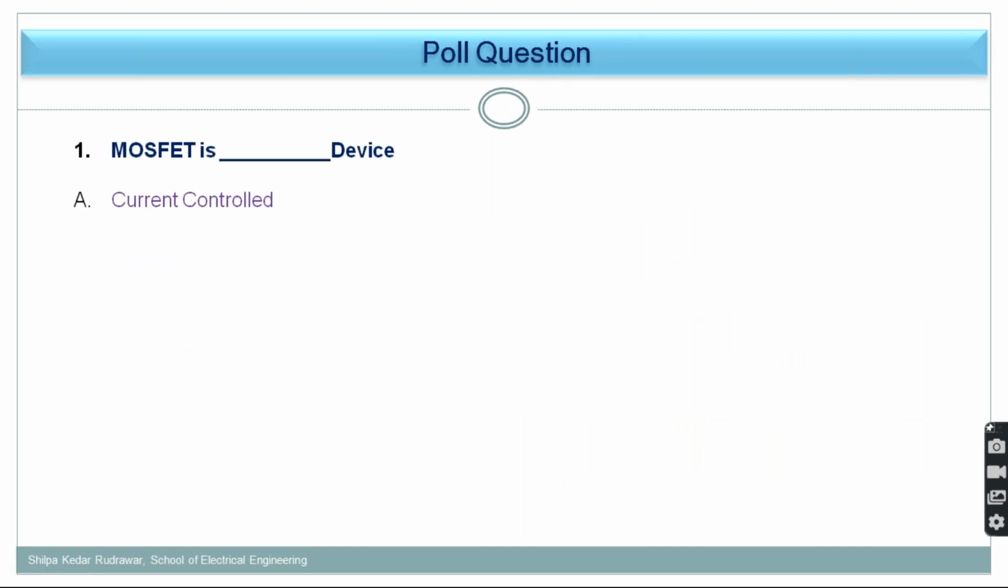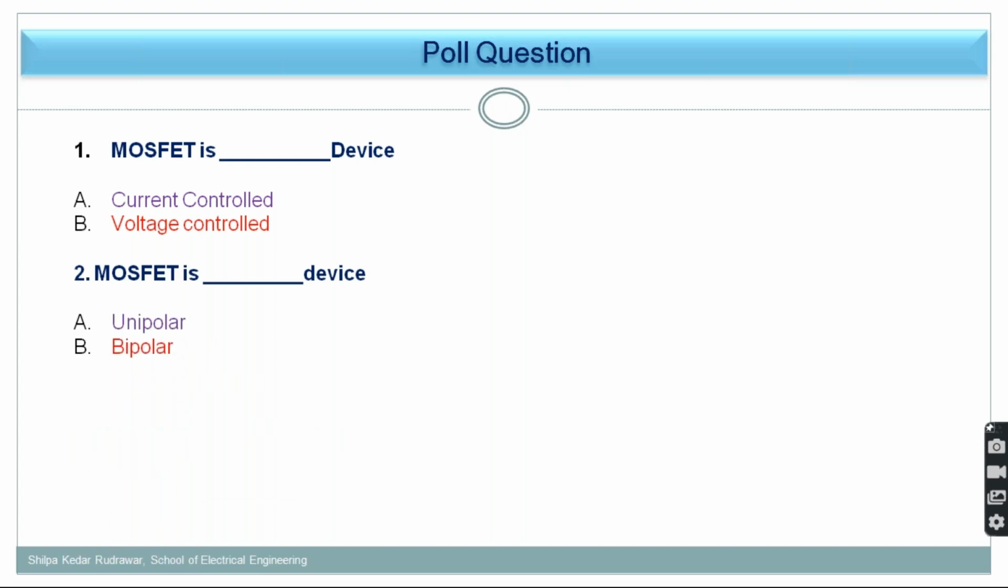So we have taken that poll question. MOSFET is a voltage controlled device, we can recall it. MOSFET is a unipolar device because current conduction is due to one type of charge carrier. In N MOSFET, current conduction is due to electrons only, and in P MOSFET, current conduction is due to holes only. So it is unipolar. But in BJT, current conduction is because of both holes and electrons. That's why it is a bipolar device.